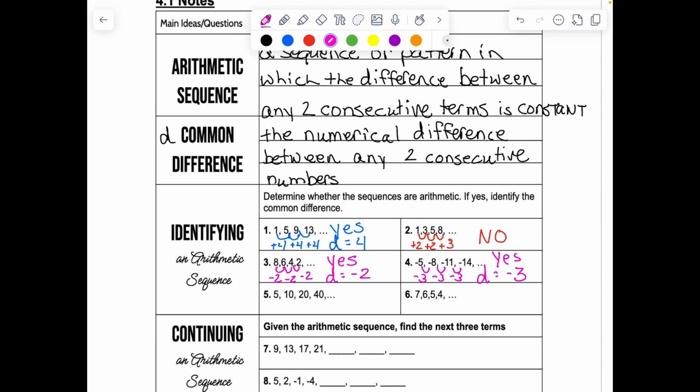Okay, hit pause and do number 5. Okay, so this is add 5, add 10, add 20. So because that's not a common or constant difference, this is no. And then number 6, hit pause and do that one. Okay, you should have noticed that this is subtract 1, subtract 1, subtract 1. So yes, it's arithmetic. The common difference is negative 1. Not 1, but negative 1.